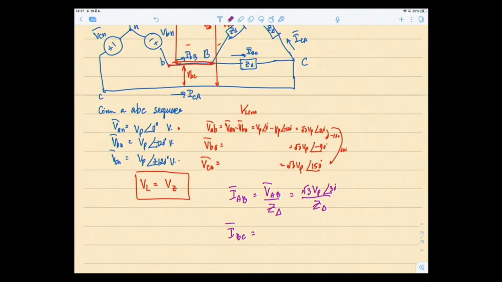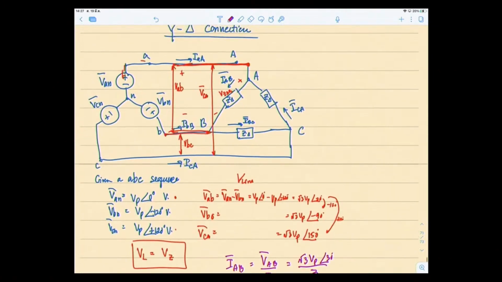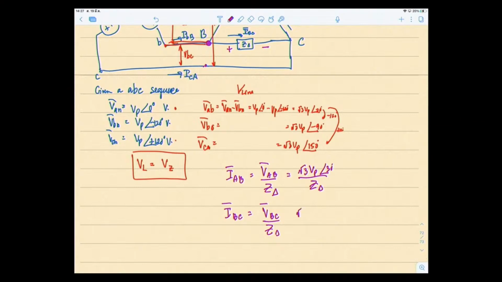IBC would be the voltage drop across BC over Z delta. What is voltage drop across BC? So VBC is plus minus like this. On the positive side, it's at point B, and C is here. So actually, it's a line voltage between line B and line C. So it's the same thing as root 3 V phase VBC minus 90 degrees over Z delta.